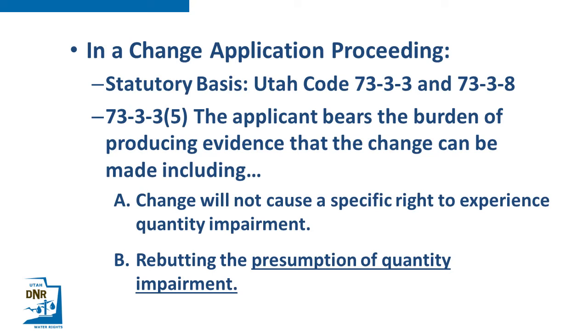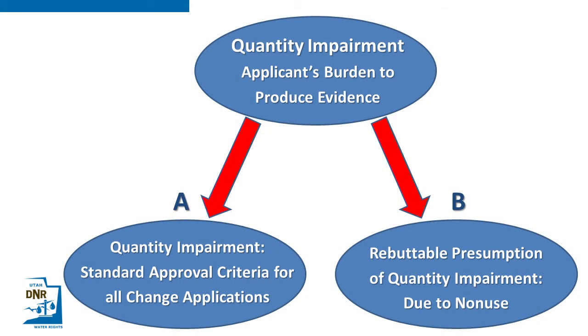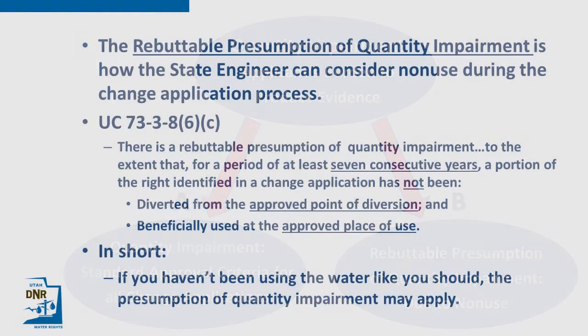The applicant in the change application process bears the burden to provide evidence first that the change can be made without impairing existing water rights, and second, that rebuts the presumption of quantity impairment. The first protects senior water right holders from junior water right holders moving to their source of supply and impairing their right. The second protects junior water right holders from senior holders putting a right back into use, which can be a bit confusing, so let's look closer at how that works.